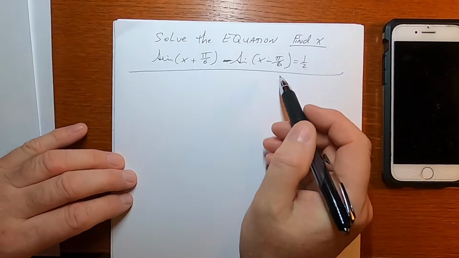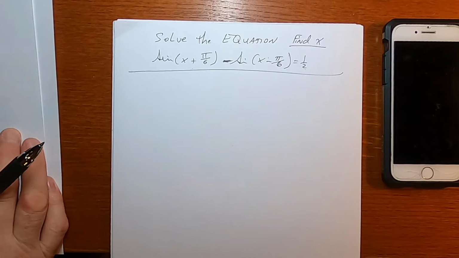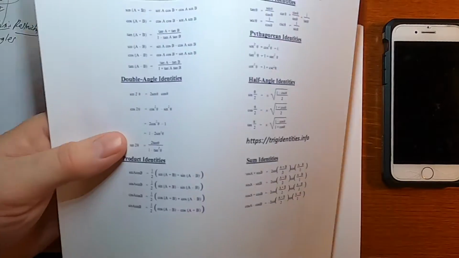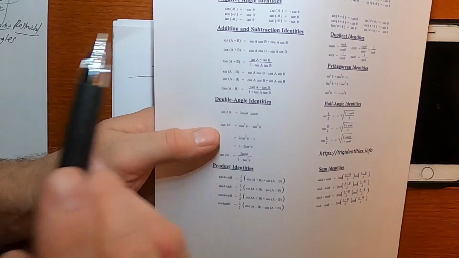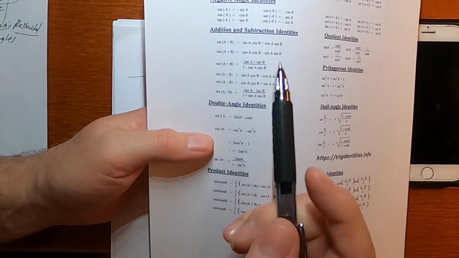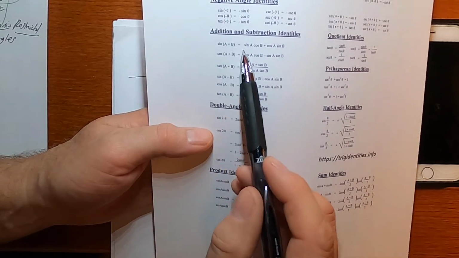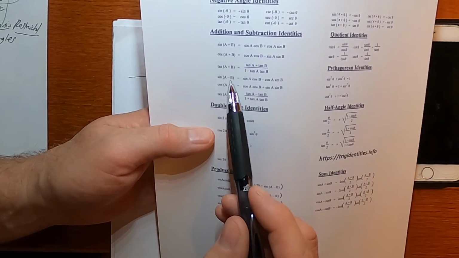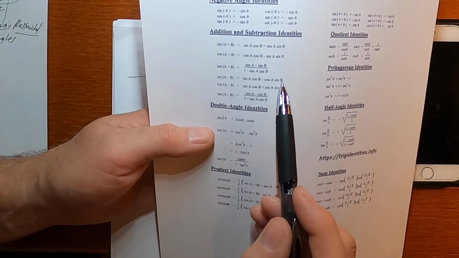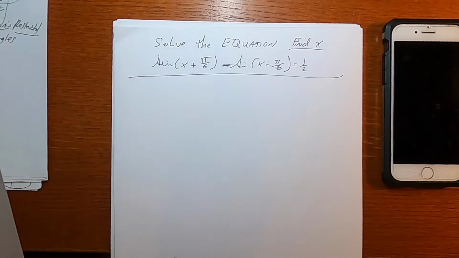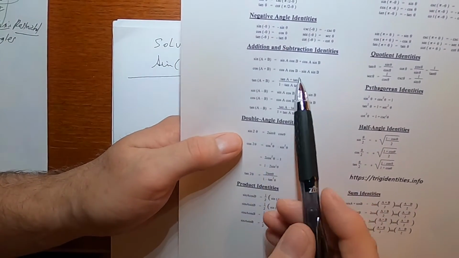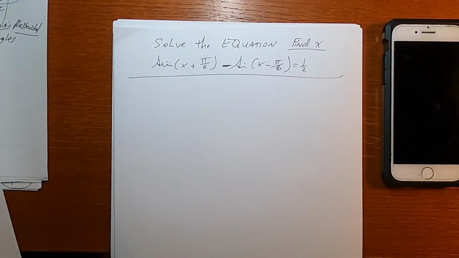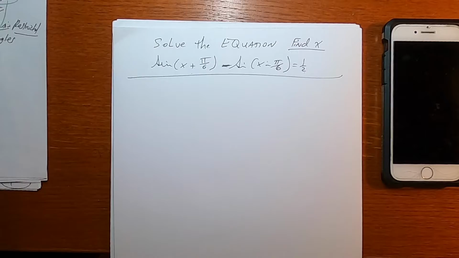And so the best approach to this would be to go back and use our addition and subtraction identities, because the sine of a plus b would be equivalent to this expression, and then the sine of a minus b would be equivalent to this expression. So we've got both of those at play here. So let's trade it in and see where that gets us. We're going to transform this expression into another expression.